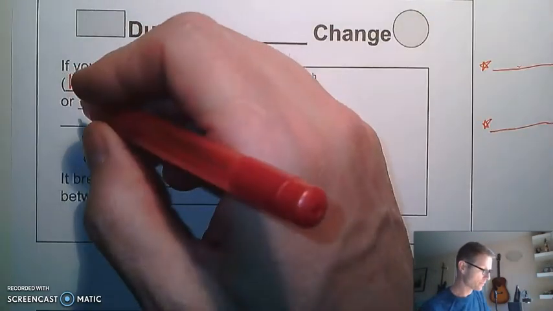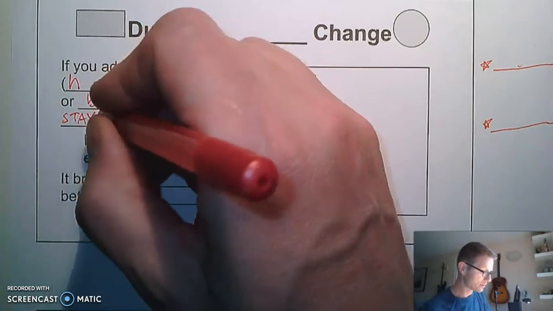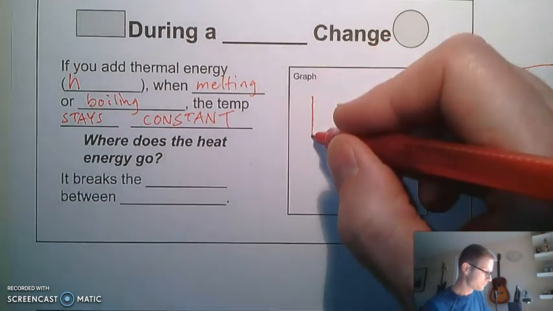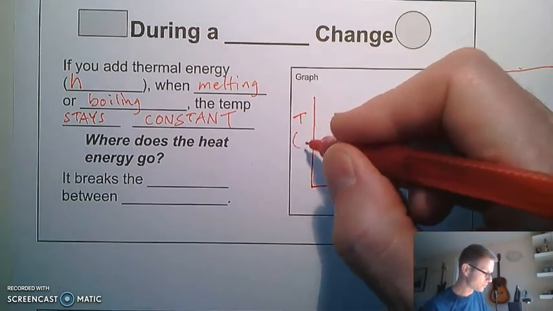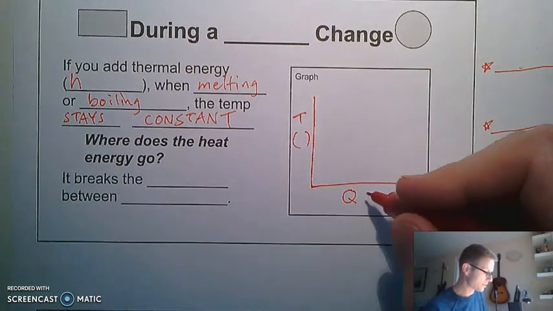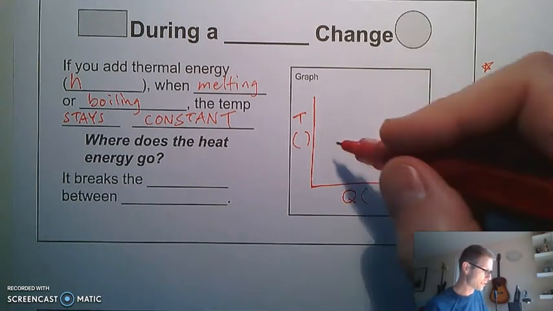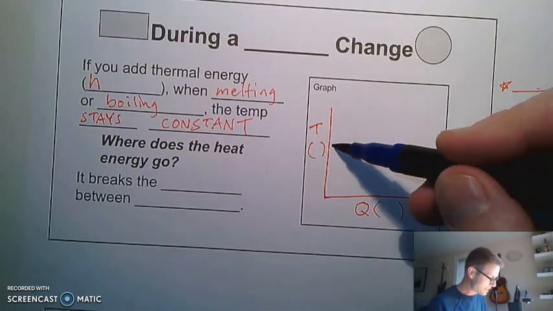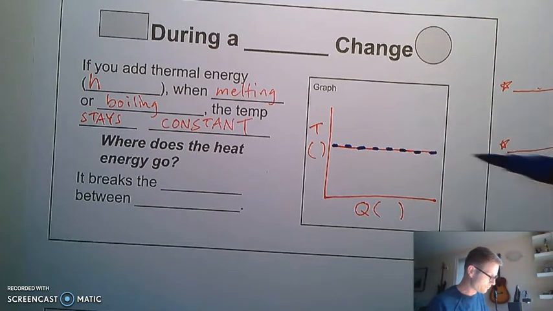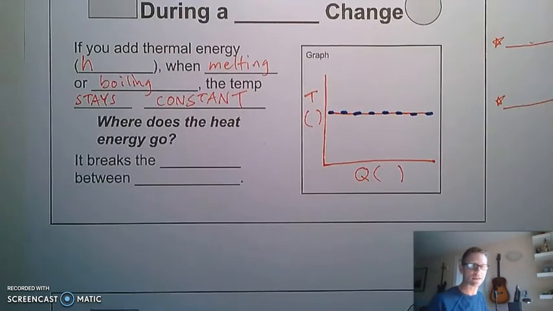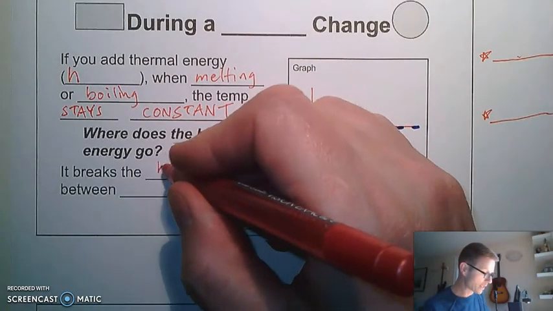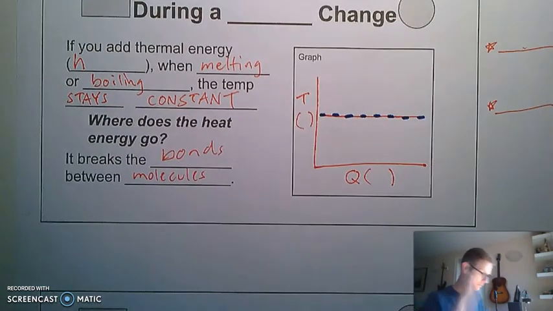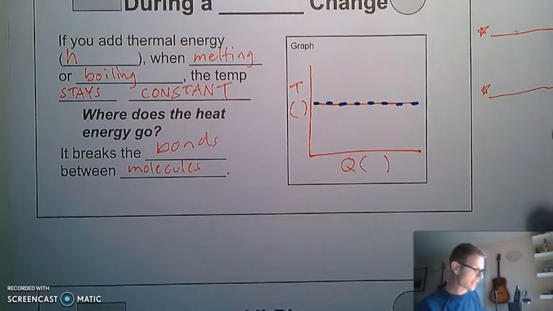The temperature stays constant. Wait a second. I'm saying on a graph of temperature measured in degrees Celsius, put degrees Celsius there. Q is heat, put joules there. I'm saying the graph is just horizontal. It just stays constant. Look at that. That's crazy. We're adding heat. Why? Because it's breaking bonds between molecules. And it's gaining another kind of energy.